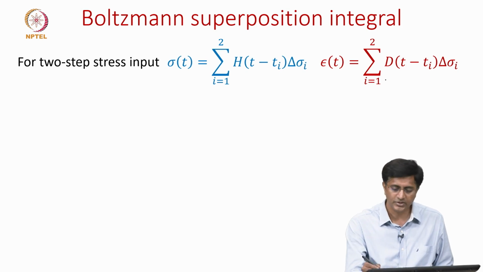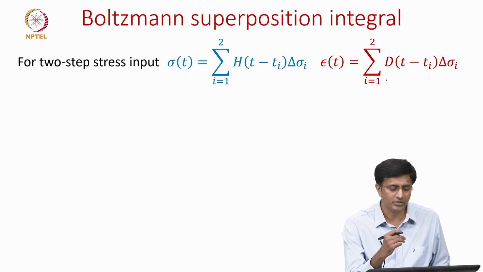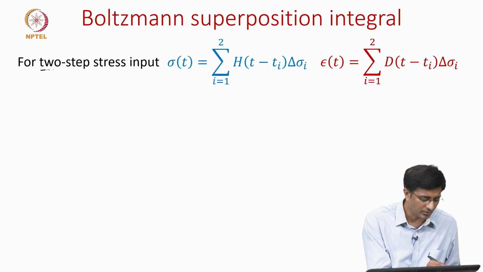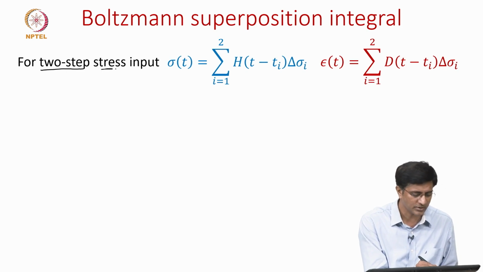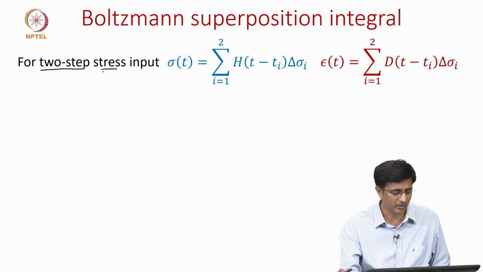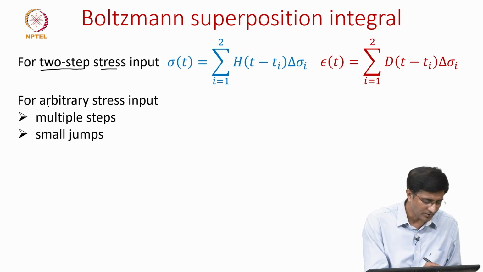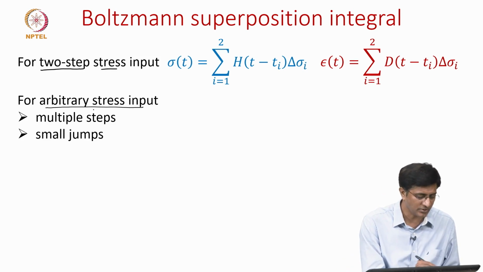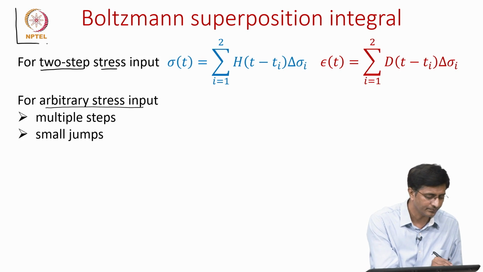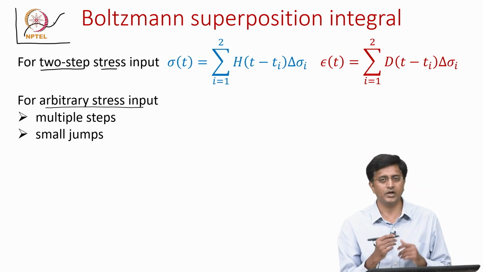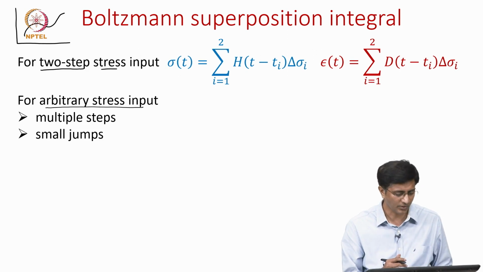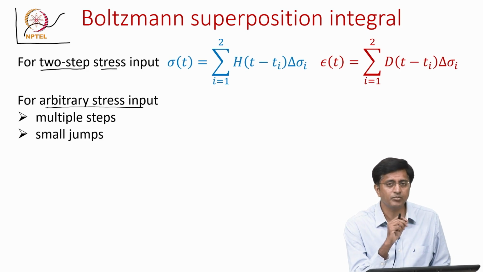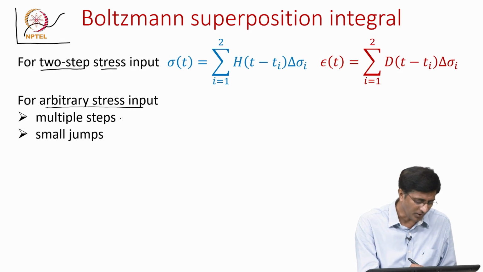I am just reproducing what we have looked at in the previous slide for the two step stress input. But now let us look at an arbitrary stress input, meaning your stress can be varying in any arbitrary fashion. Can that be represented using these step inputs or not? The answer is yes, we can represent it with multiple steps.